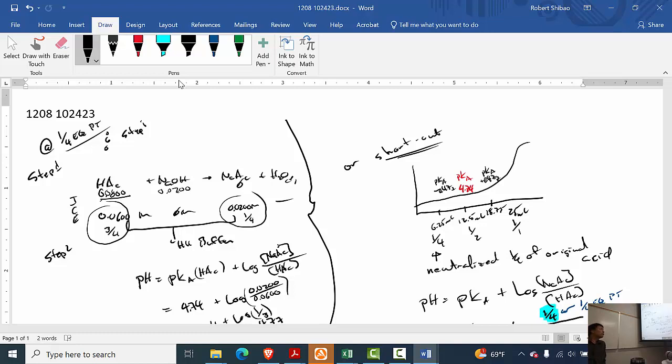So right now I have 3 points that require barely any calculation if you do the shortcut method. Getting the midway point's easy. That's a pKa, 4.74. Look it up in the book. Get the 1/4 by subtracting about 0.48. Get the 3/4 by adding 0.48. 3 points defining this. But there are 2 more points that are quite convenient.